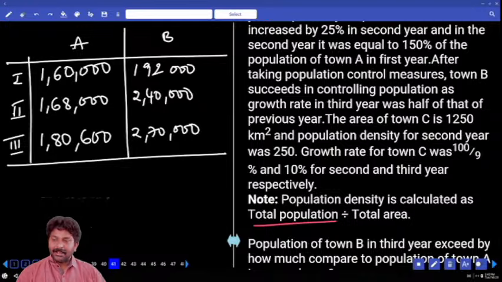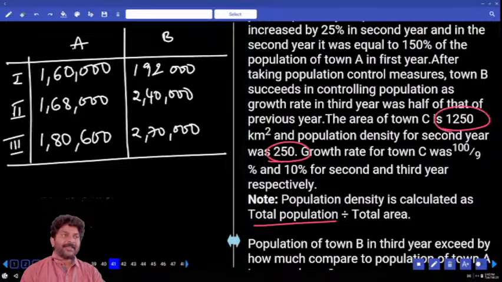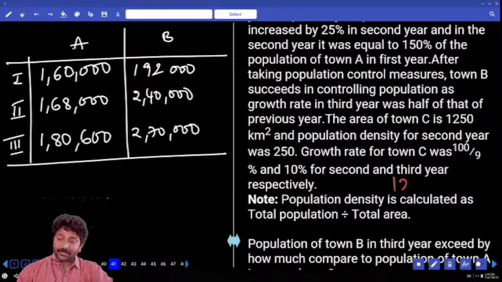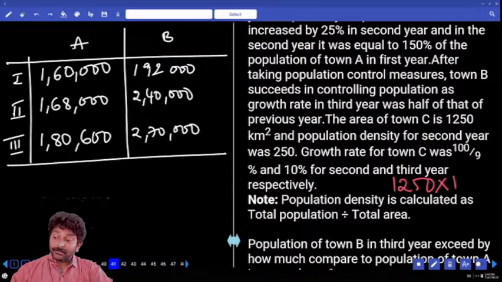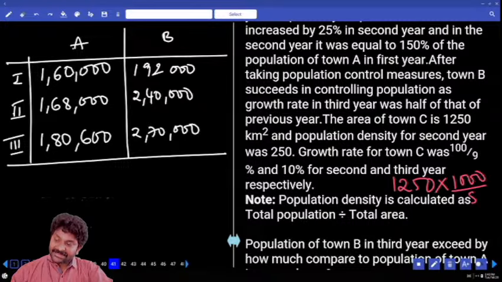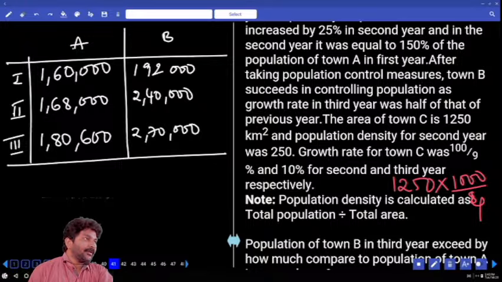How much is the density? 250. And how much is the area? 1,250. Population in the sense product of both the numbers only. So now I want to multiply both. So 1,250 into 1,000/4. Because 250 we can write it as 1,000/4.